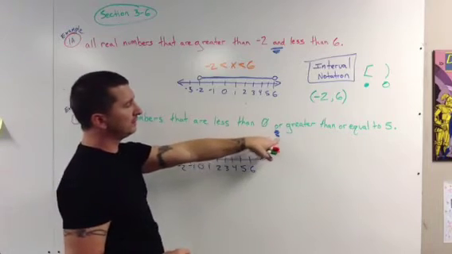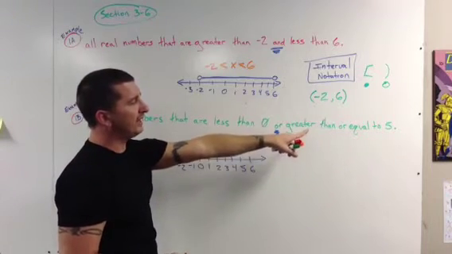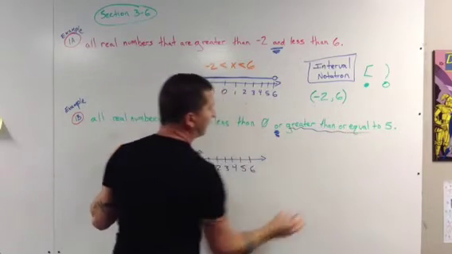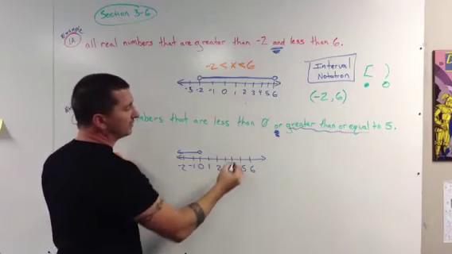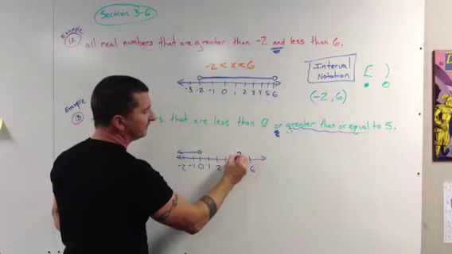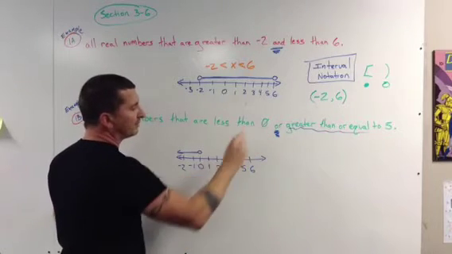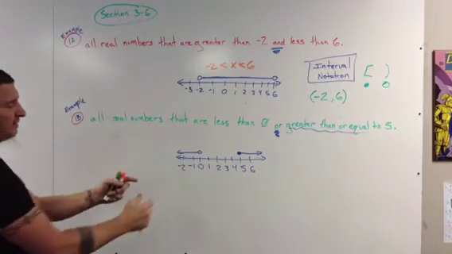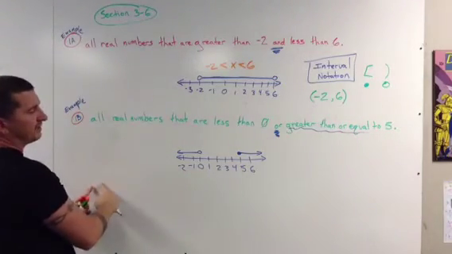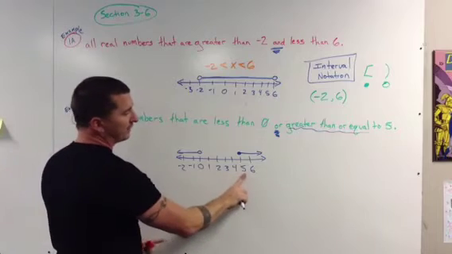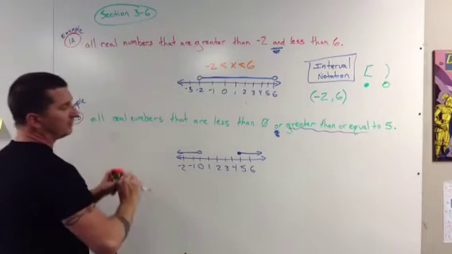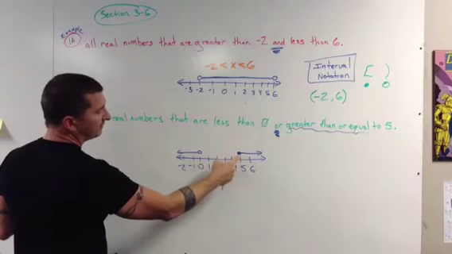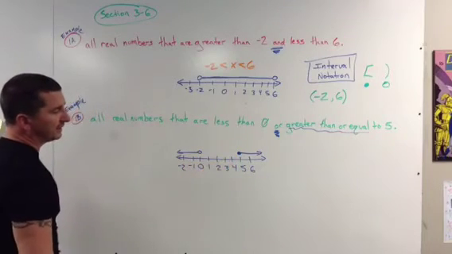Or greater than or equal to 5. Greater than or equal to will give us a closed circle at 5. And greater is to the right. So our graph in this case, we're saying all numbers that are less than 0 or all numbers that are greater than or equal to 5. So all the numbers are included except for 0 all the way up to 5, but not including 5.